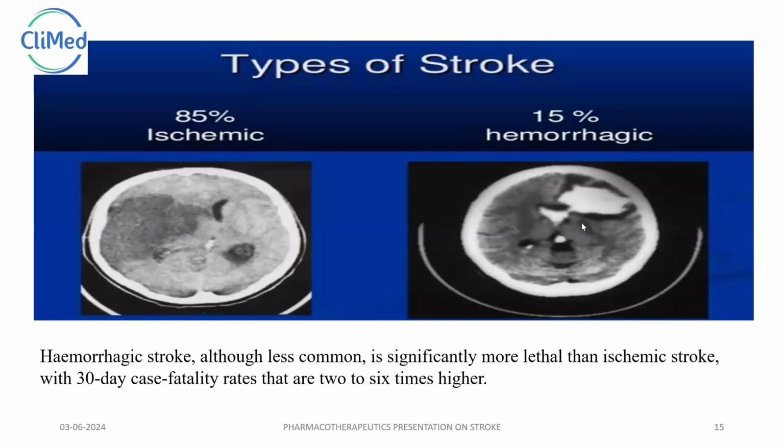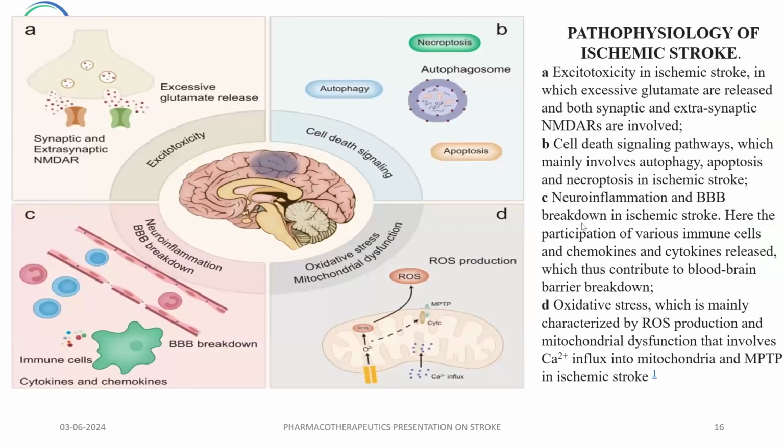Now, among all of the strokes that are occurring, 85% of the strokes are ischemic strokes and 15% of the strokes are hemorrhagic strokes. But although the incidence of hemorrhagic stroke is less, they are more deadly and more lethal than ischemic strokes. Now let's study the pathophysiology of ischemic stroke.